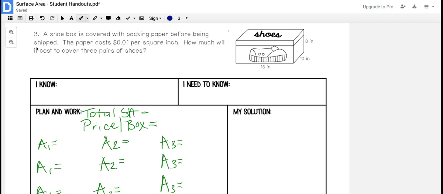So what do we know? Well, we know that the paper cost 1 cent per square inch. So we're going to write in here paper cost and it's 0.010. So paper costs 1 penny or 1 cent.